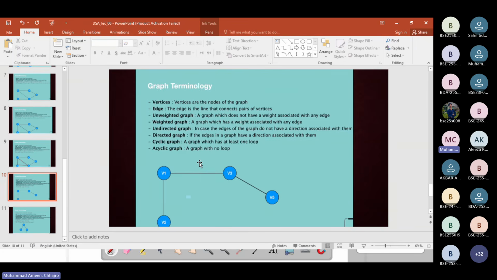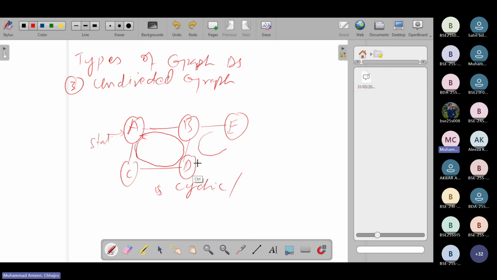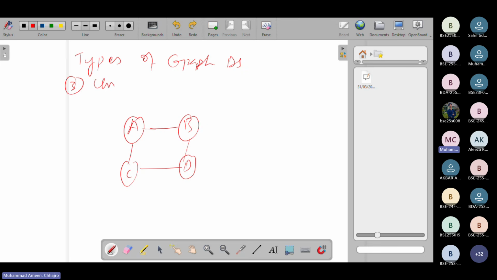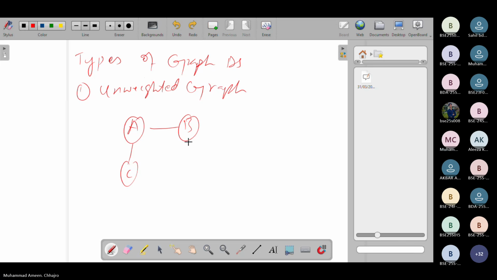So a graph with no loop, meaning that like that. So A, B, C. This is one of the good example, or even you can add this. So there is no loop. If we travel from A, B, C, A, B, and D, even no loop. If we travel from A to C, so there is no loop in the graph.